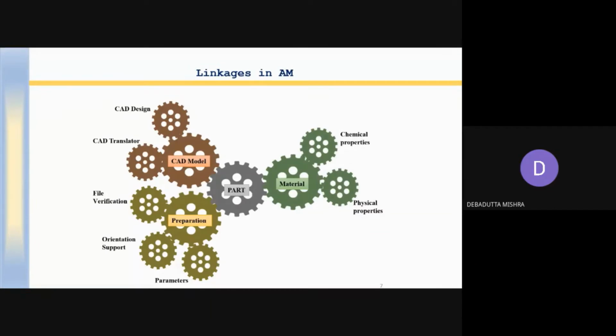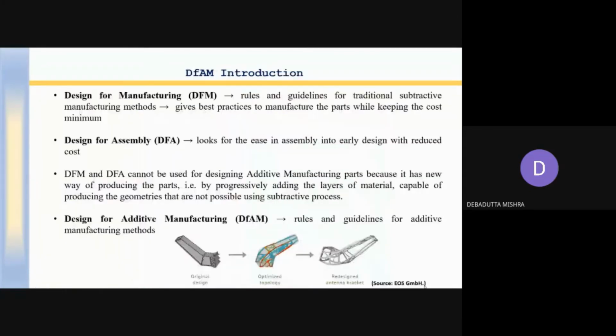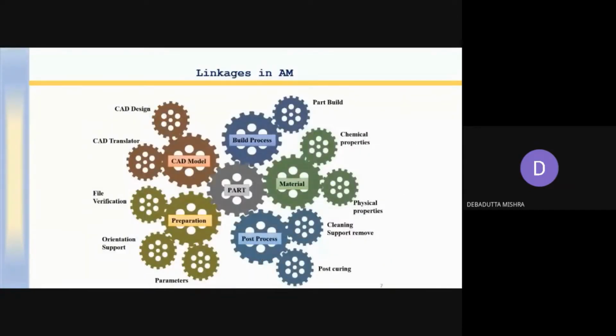This is of course a machine dependent sort of thing. It depends upon the machine on which you are going to work or on which you are going to print. Then the build process, and in this build process, build the part, and post processing. This is generally cleaning and the removal of the support. This is manual one. Then post curing, and then directly it can be used for the desired application.